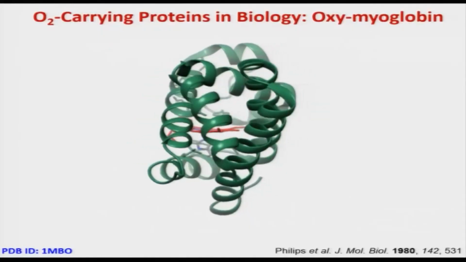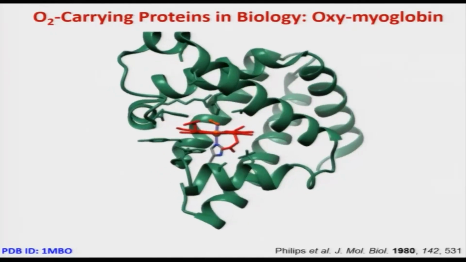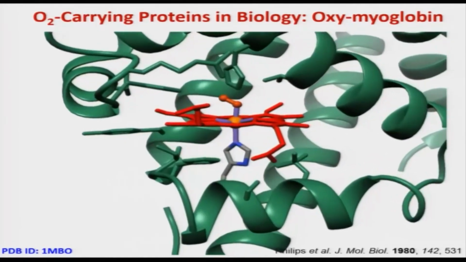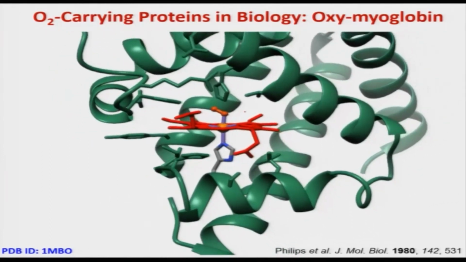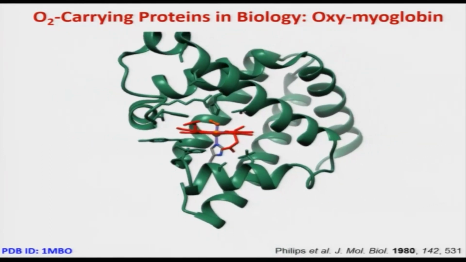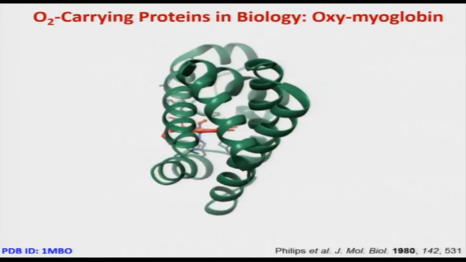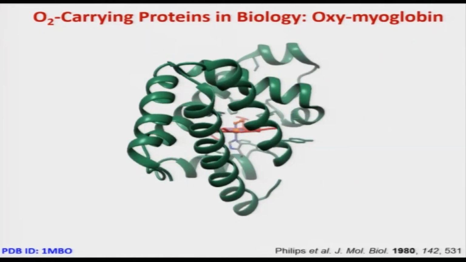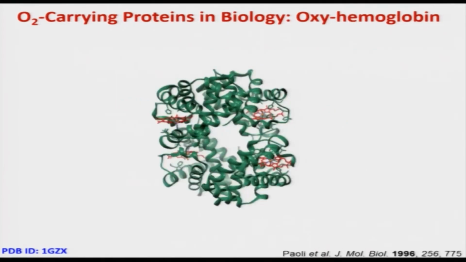Now, this is the X-ray structure of oxymyoglobin. As one can see, this iron center binds dioxygen in an angular fashion, and this huge protein chain is actually wrapping this heme unit. Once you remove this protein chain, you see that dioxygen binds very nicely to iron, and this coordination is there.